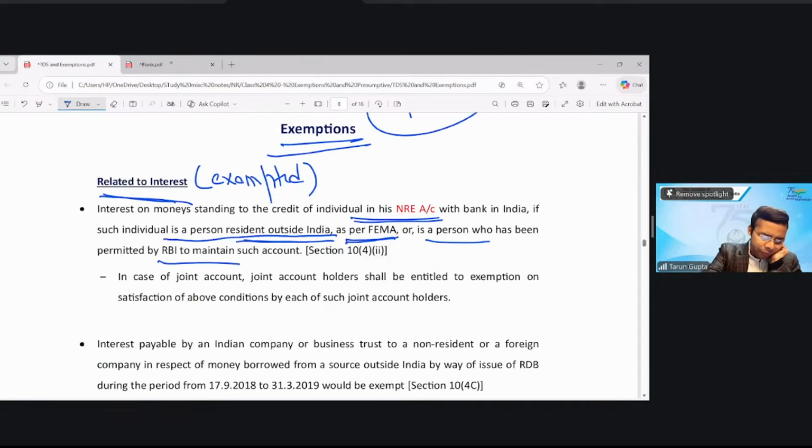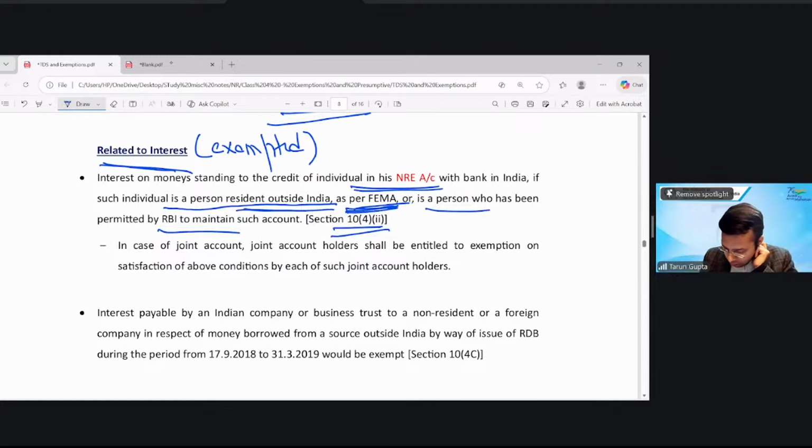So section 10(4)(ii) is applicable if the person is resident outside India as per FEMA. Then any amount lying in his NRE account and the interest which he is earning on such amount is exempt under section 10(4).